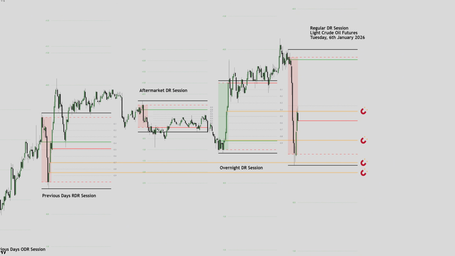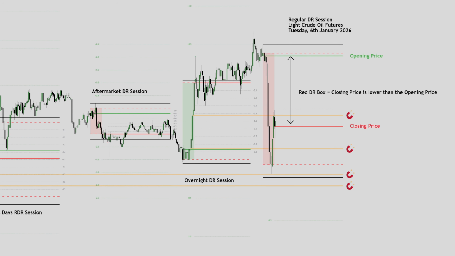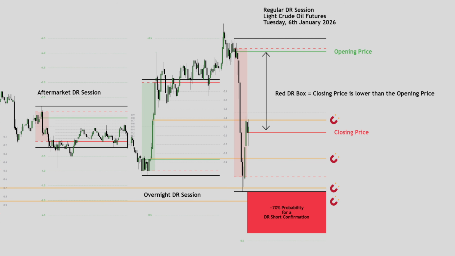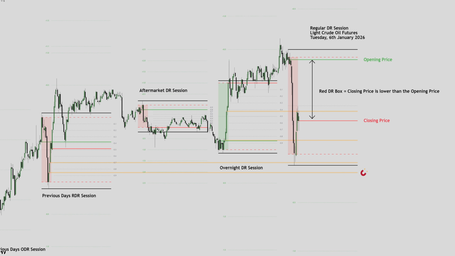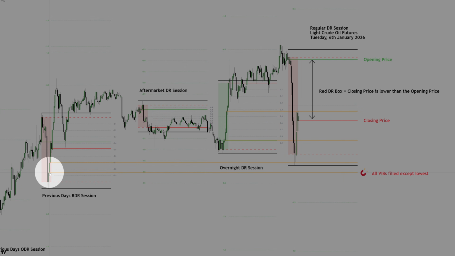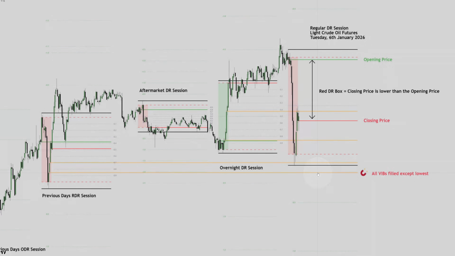The regular defining range now completes its first hour and closes as a red DR box with the closing price below the opening price. This immediately introduces another probability that I've discussed many times on this channel, roughly a 70% chance of seeing a short confirmation follow through. But probabilities are never taken in isolation. So what else is there that could support a short confirmation? All open magnetic volume imbalances have already been rebalanced, except for the lowest one, which sits below the current defining range. That alone already tilts the odds slightly further.